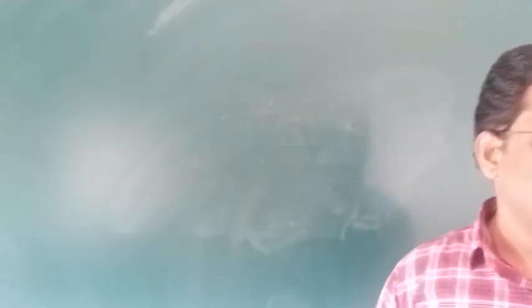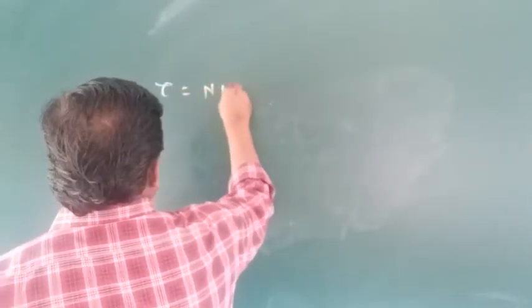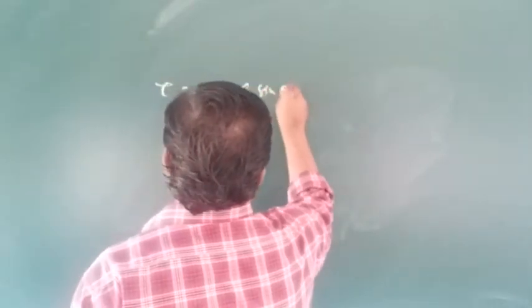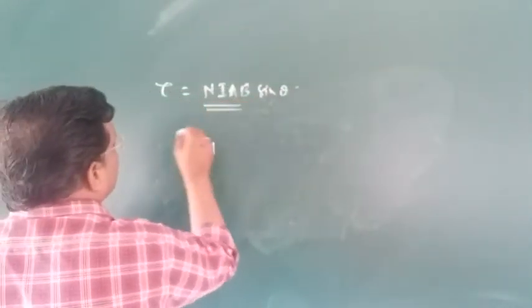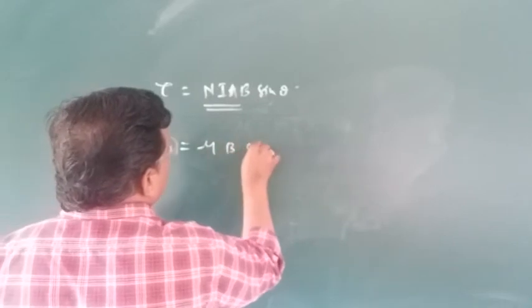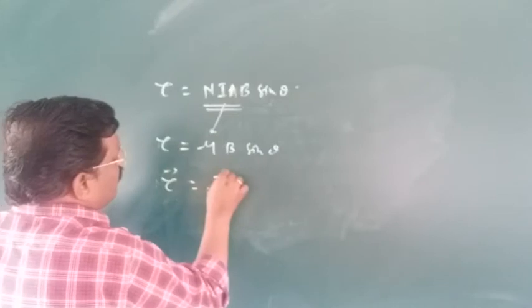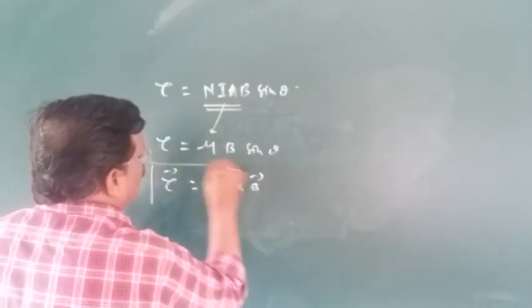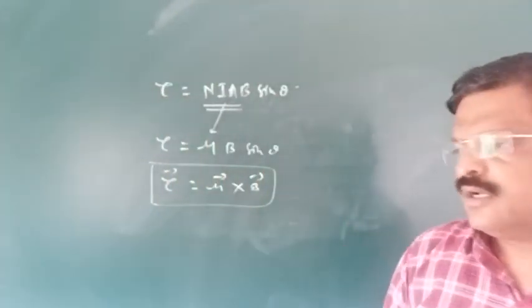If we hold a coil having n number of turns in a uniform magnetic field of induction B, then the formula for torque is equal to NIAB sin theta, which we have already proved. But what is NIA? NIA is mu. So torque is mu B sin theta, that is, torque comes out to be mu cross B. We can also derive the torque formula in this form.